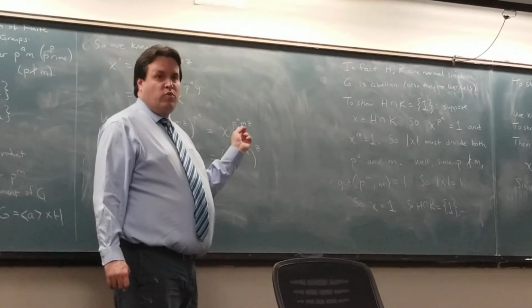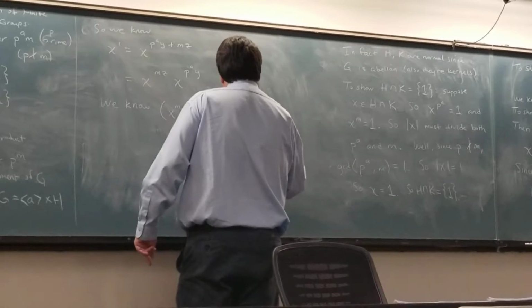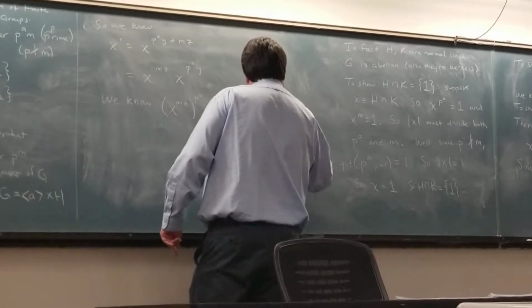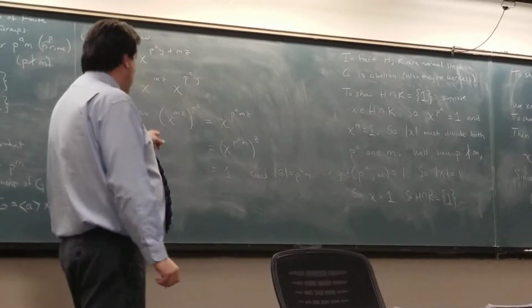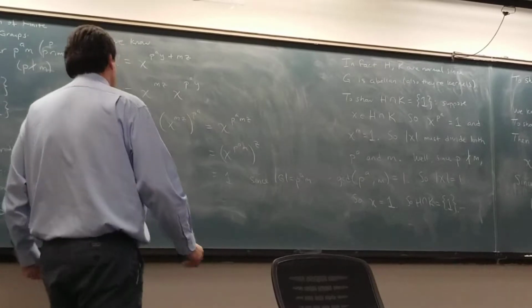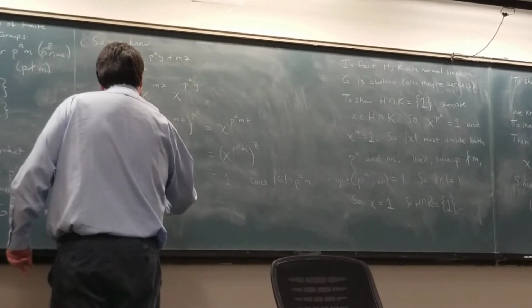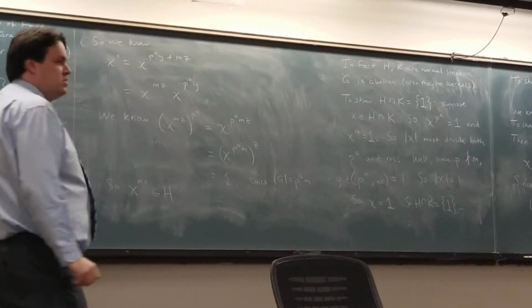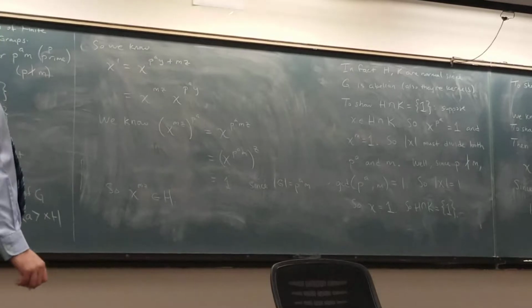Group element raised to the group order is the identity. Okay, well, if I raise this to the p to the 8th power and get the identity, where does that put this thing? In the order? That puts it in H. That's what it means to be in H, is the p to the 8th power is the identity.